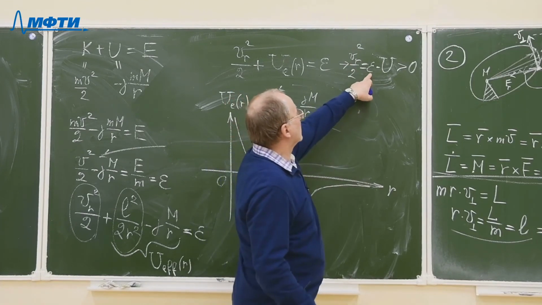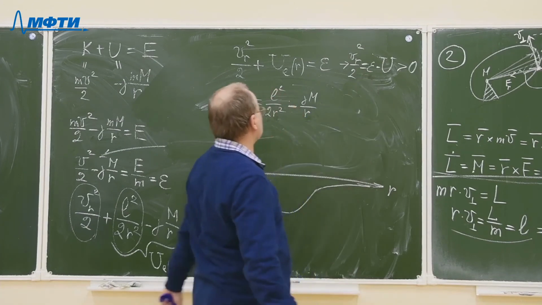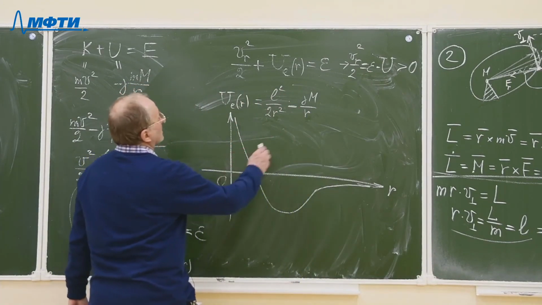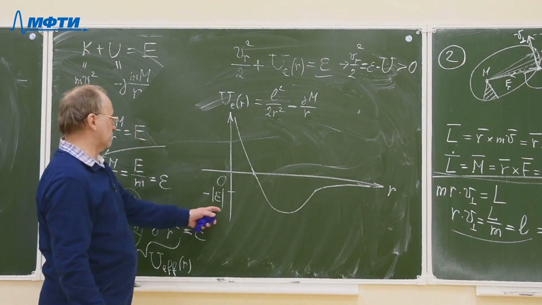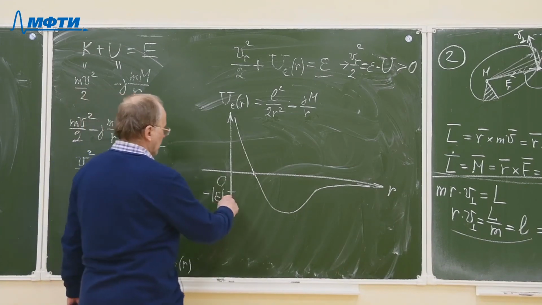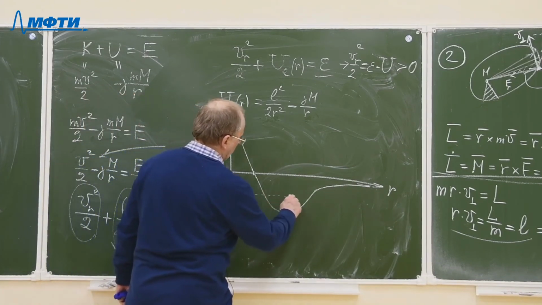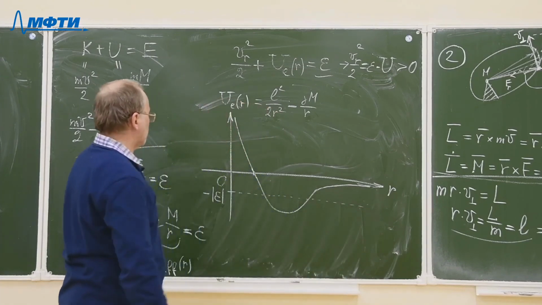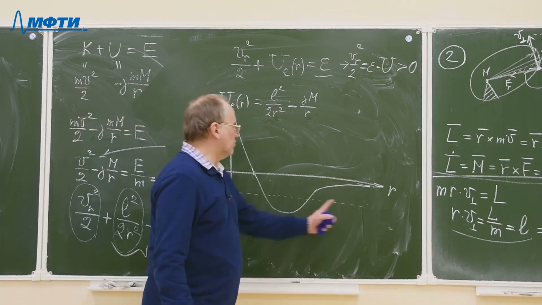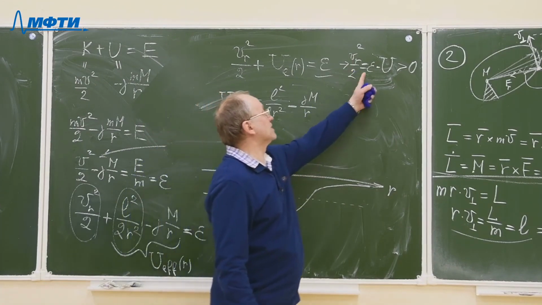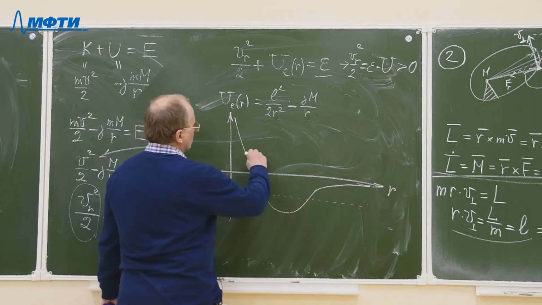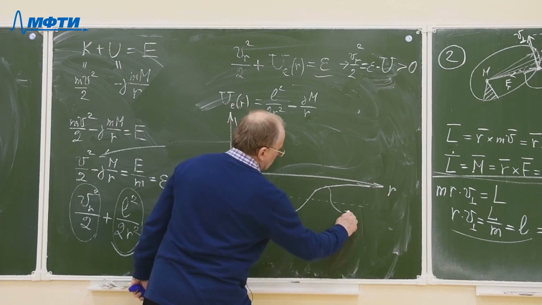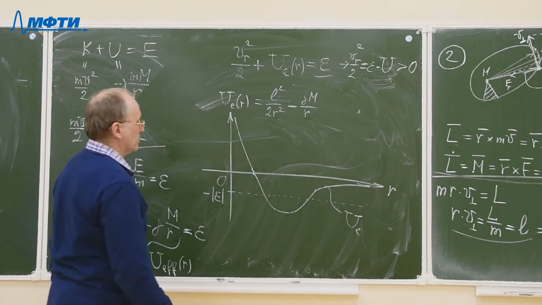So if you have epsilon as some negative quantity, I would put it like minus modulus of epsilon, so as to indicate that this is negative, then what does it mean? Where will the velocity be positive? Where this difference between negative epsilon and this function, the effective potential energy, will be positive.